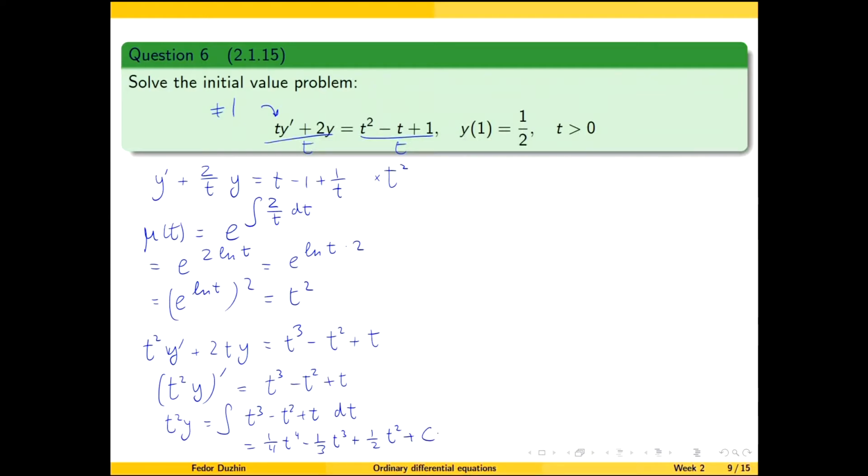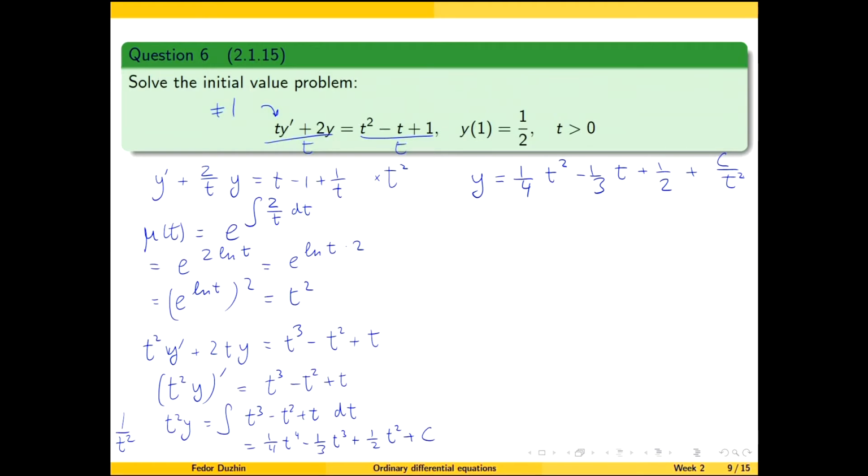So let's do that. To solve for y, we need to multiply this whole thing by 1 over t squared. Then this t squared is going to cancel with t squared at y. Then we're going to get y equals, remember that we are dividing by t squared, so we have 1/4 times t squared minus 1/3 times t plus 1/2 plus c over t squared. This is the general solution, and we've got to use the initial condition to solve the initial value problem.